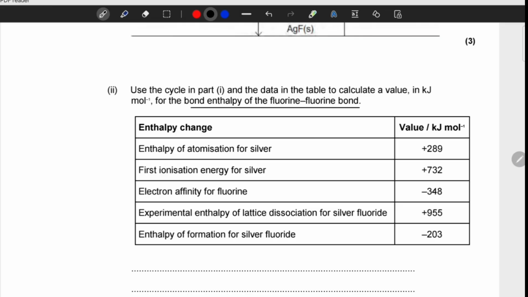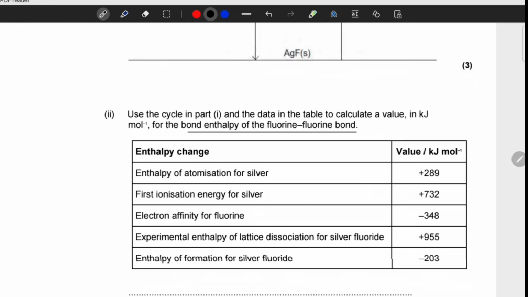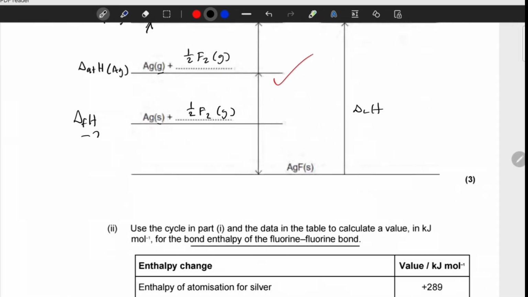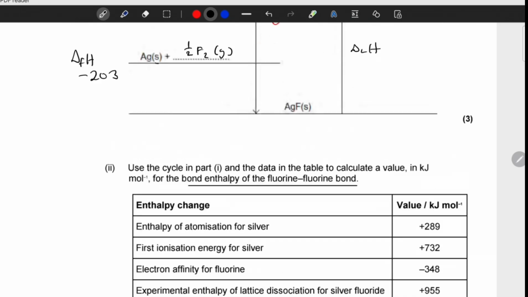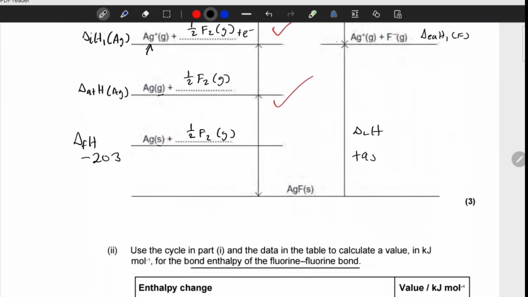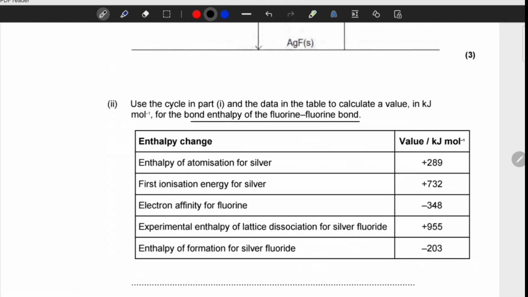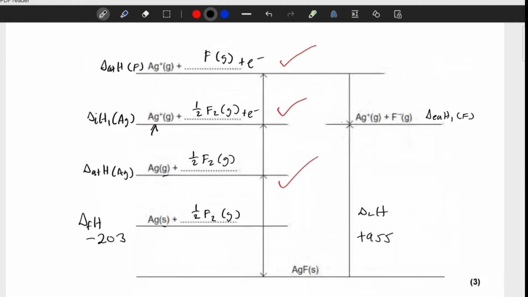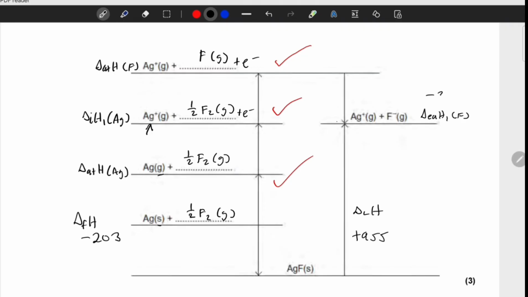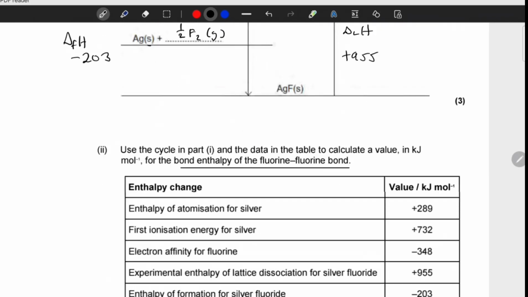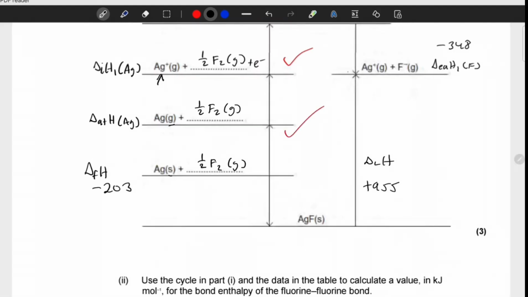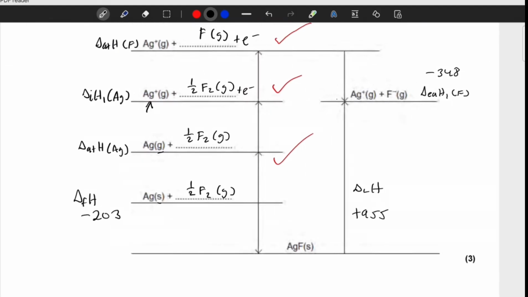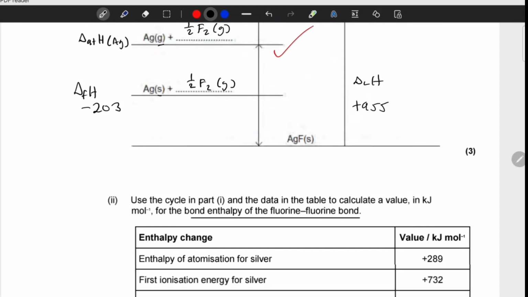So enthalpy of formation for silver fluoride is -203. Enthalpy of lattice dissociation is plus 955. Electron affinity for fluorine is -248. Okay, then this one, first ionization for silver. Wait, so 32.